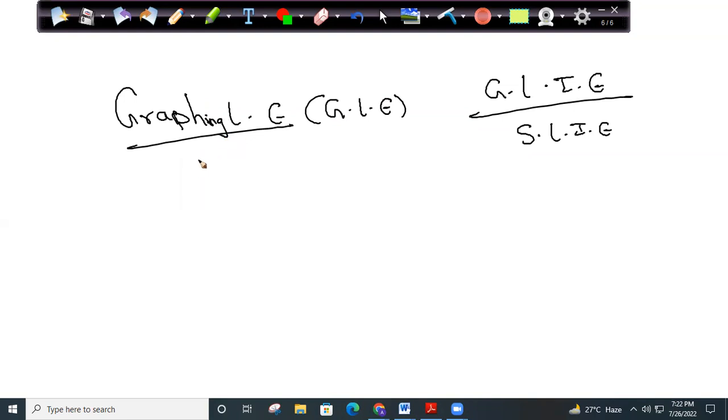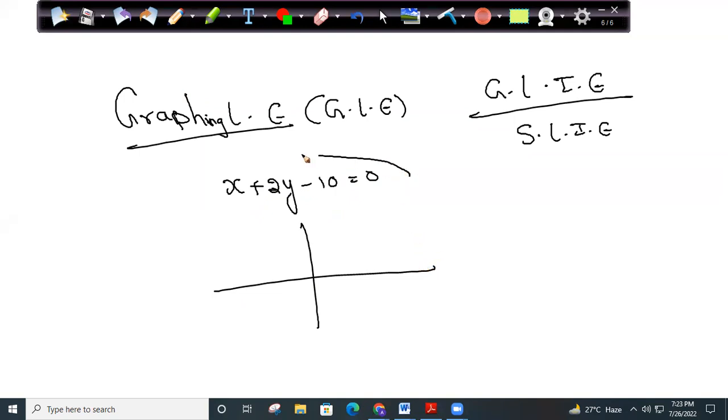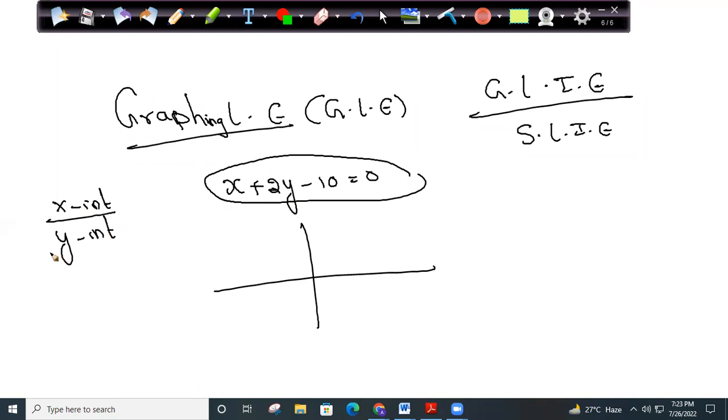First we learn how to graph linear equations. It's very simple. Suppose I need to draw x plus 2y minus 10 equal to 0. Suppose I have a linear equation and I would like to draw this. How can I draw this? As simple as this. To draw any linear equation, you just need to know what is the x-intercept and what is the y-intercept. Try to find the x-intercept and the y-intercept.